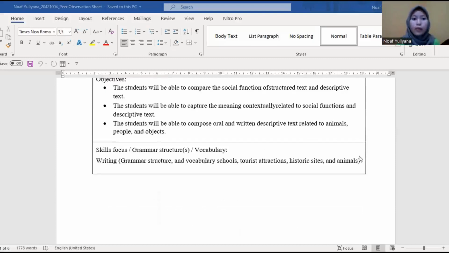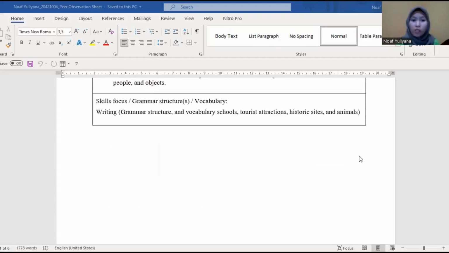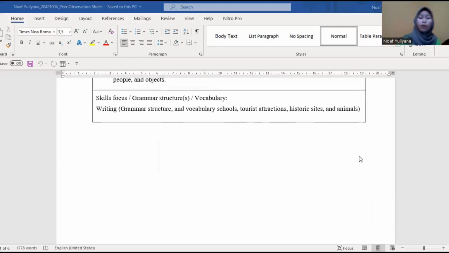And then skill focus, grammar structure, or vocabulary. The skill focus is writing, using grammar structure, and also vocabulary related to tourism attractions, histories, sites, and animal.